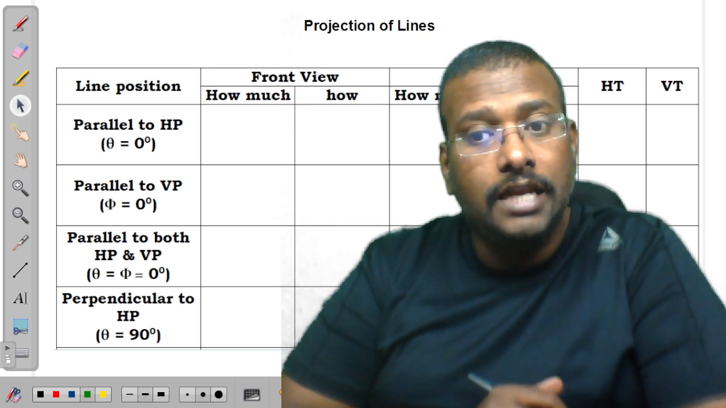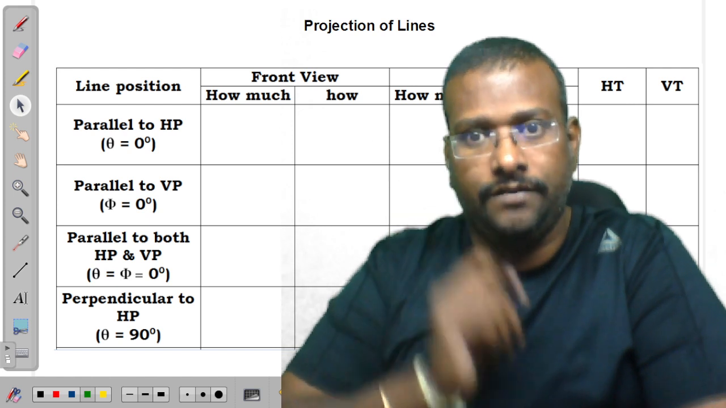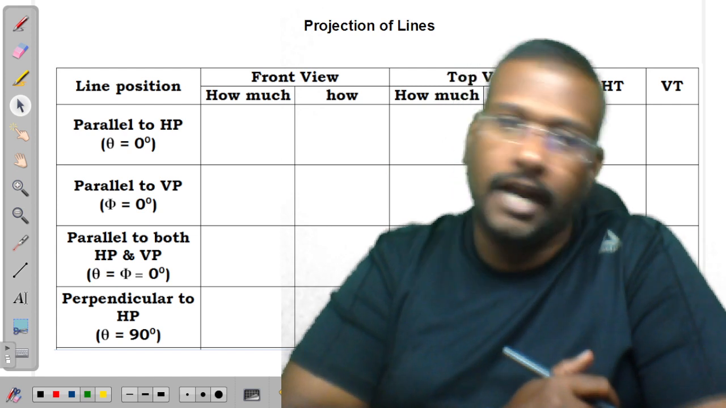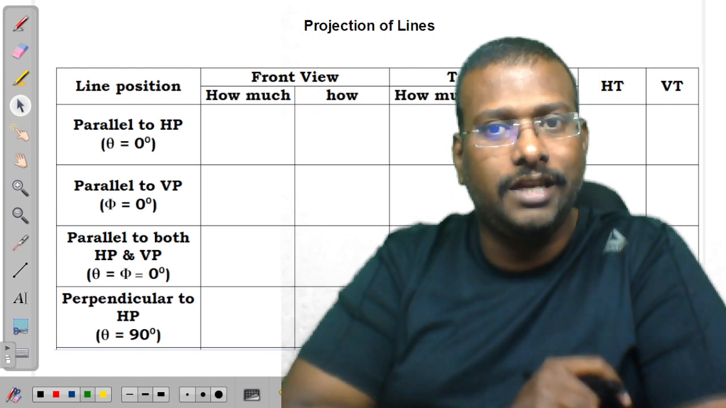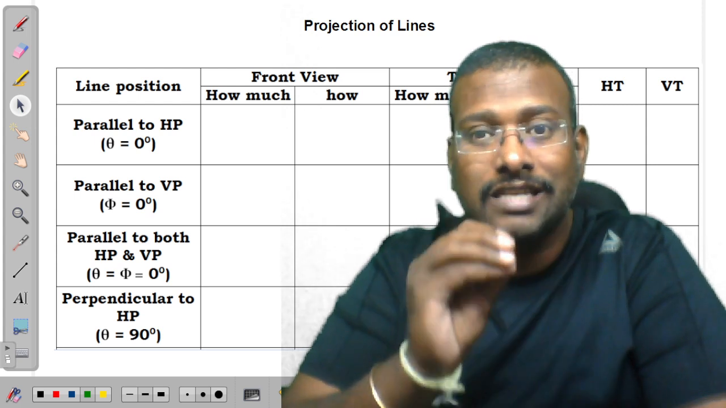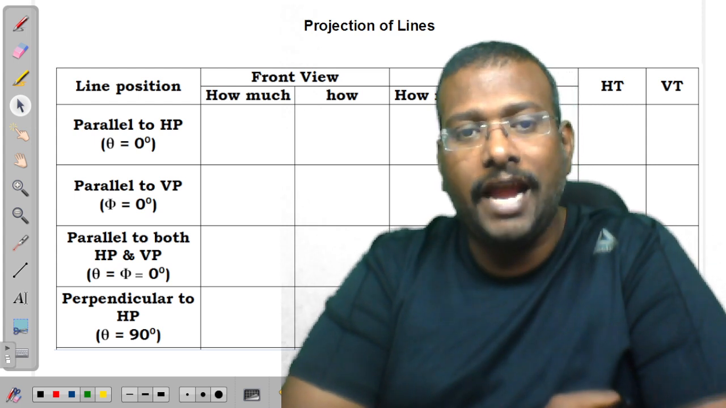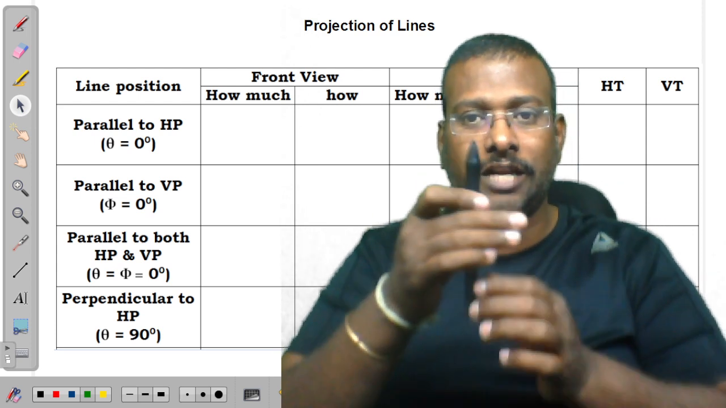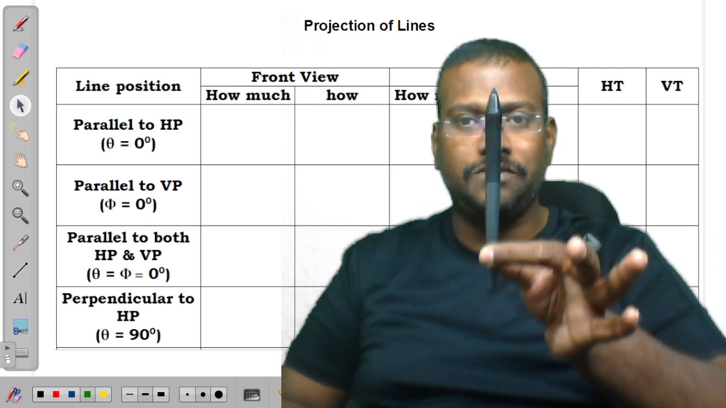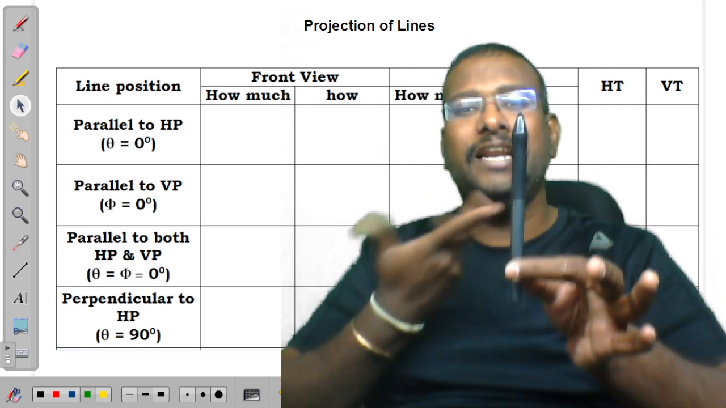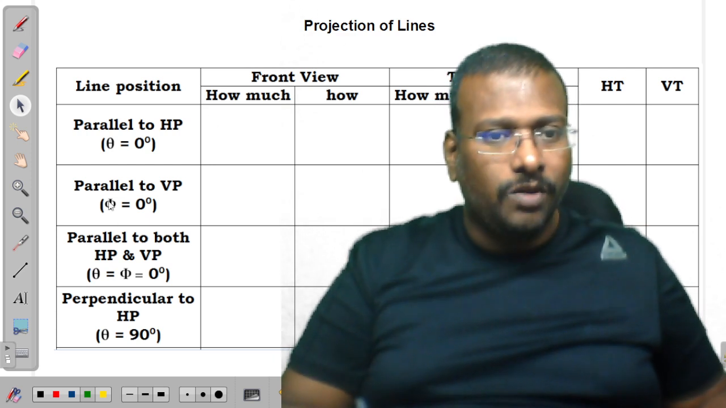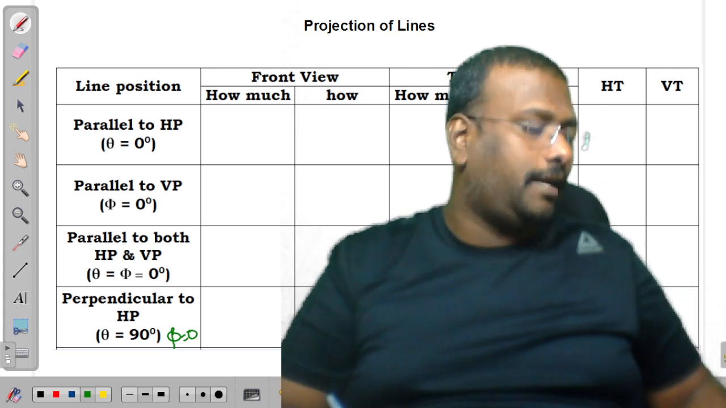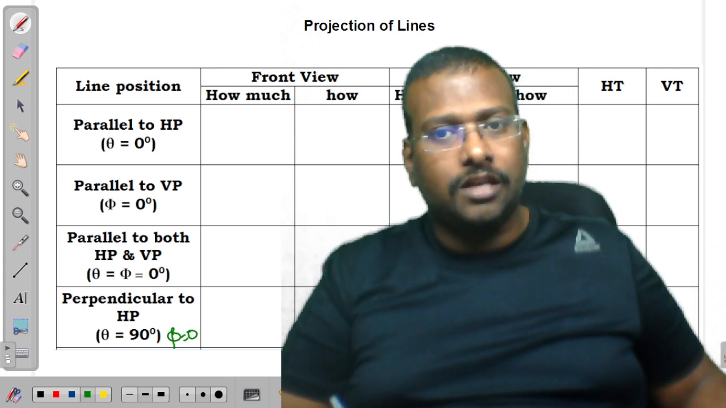Another case, the line is parallel to VP, with HP not given. In the third situation, the line is parallel to both HP and VP. That means theta is 0 degrees and phi is 0 degrees. What is the situation at that time? Now the line is perpendicular to HP. Sir, why are you not giving the other information? Once it is perpendicular to HP, automatically it is parallel to VP, so there is no need to give it. Automatically phi is going to be 0. It is a default statement, that's why it was not mentioned separately.